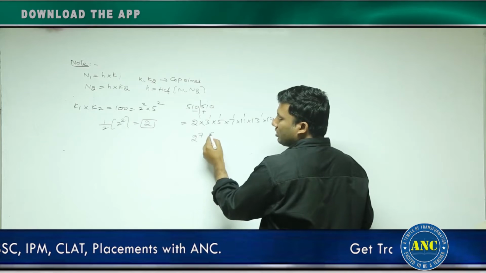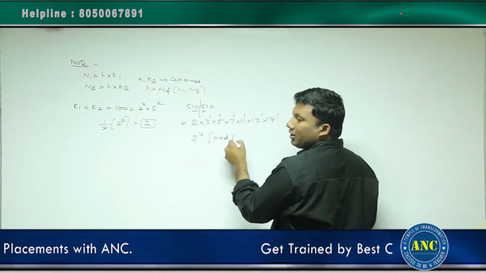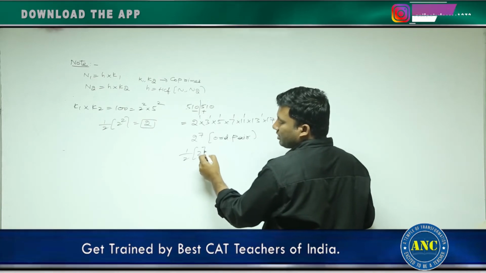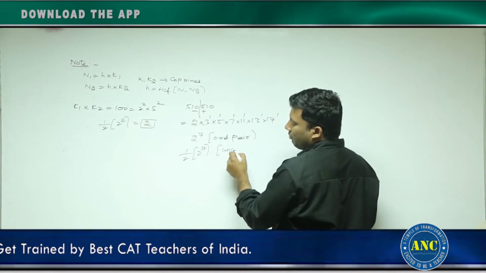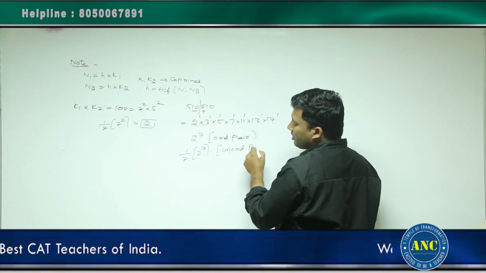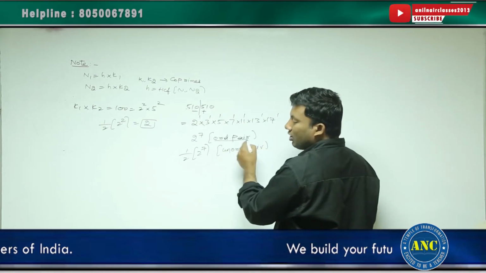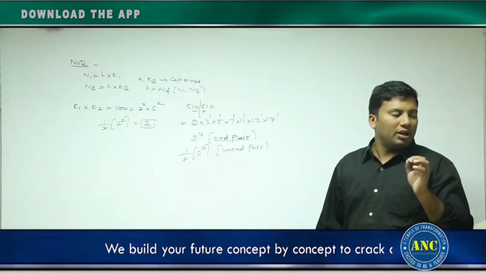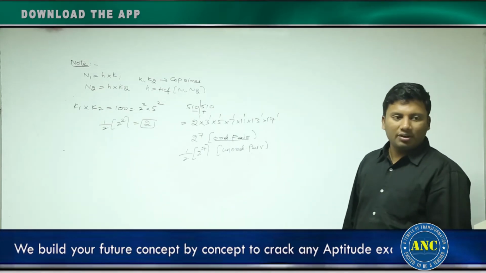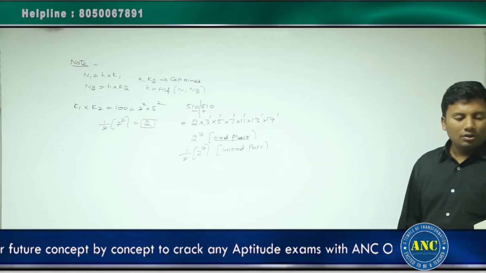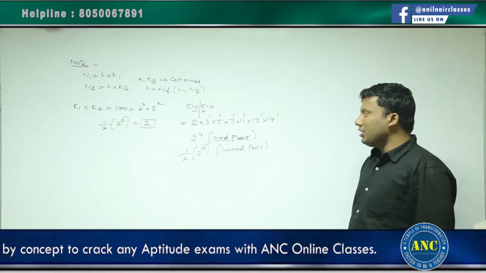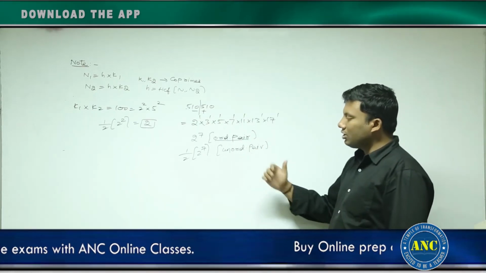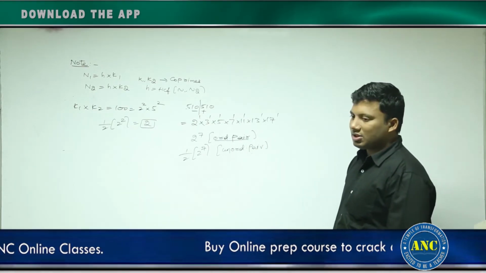It is 2 power 7 if it is an ordered pair. 1 by 2 into 2 power 7 if it is an unordered pair. If variables are present in the question, I will use ordered pair. If variables are not present in the question, I will make use of unordered pair. Please write. If variables are present in the question, it is ordered pair. Variables are not present in the question, unordered pair. Answer is 2 power 6, which is 64.